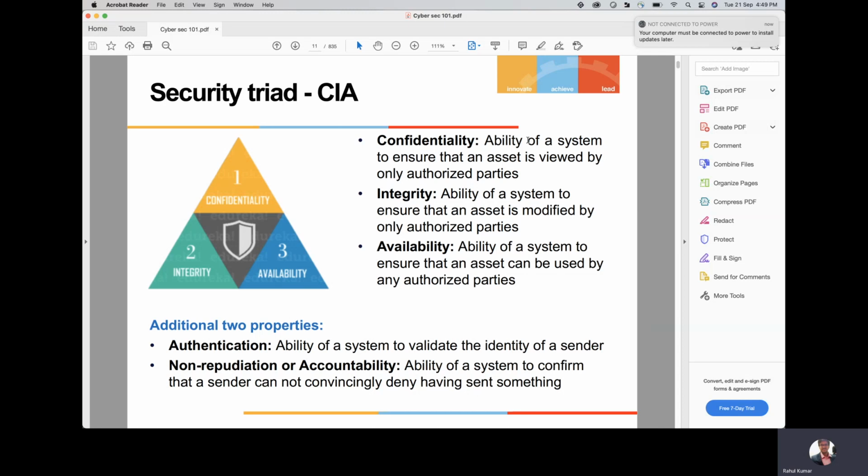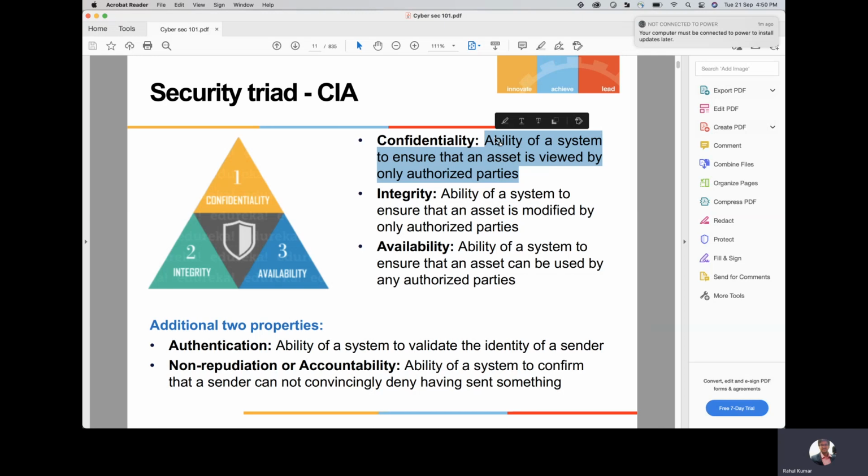Right. So I think the words are self-explanatory. Confidentiality means the ability of a system to ensure that an asset is viewed only by an authorized party. That's a good definition which we have here. You can just learn it, or you can form your own or have a better definition. Just know it, so that when someone asks you, you should be able to have a good answer in English.